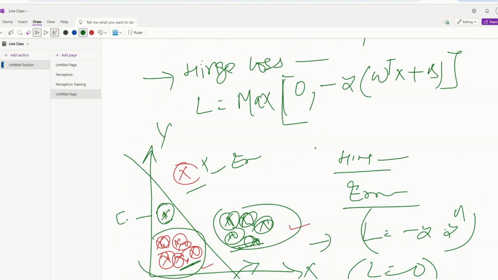If there is an error, there is a misclassification, then according to hinge loss, the loss will be 0. Okay, how can we claim that? We already have seen those examples. If there is an error, if y into y predict is negative, that is an error case. I mean, my label and my prediction have a mismatch.